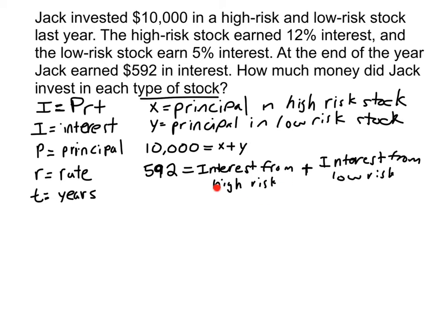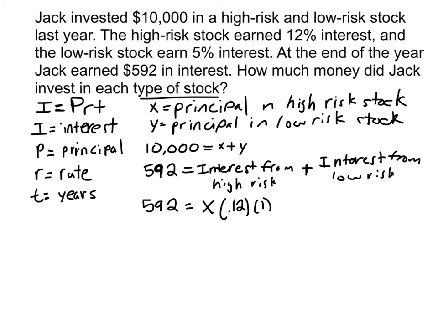Okay, so let's see. The interest from the high risk: we have an equation for interest, which is the principal times the rate times the time. So let's plug in that equation here. So 592. Okay, so interest from high risk. Let's focus on that. I know it's going to equal PRT. So let's start with the P. The principal for the high risk is X. The R for the high risk, the interest rate, is 0.12, the 12%. The T for the high risk is 1 year, because he did this last year.